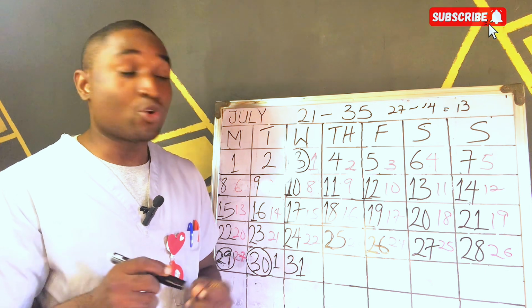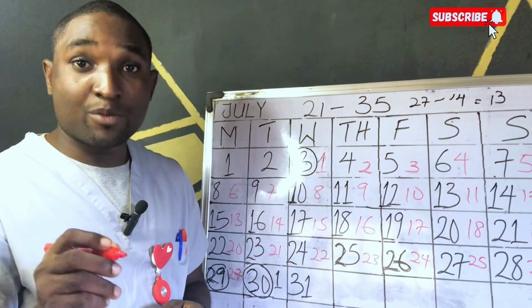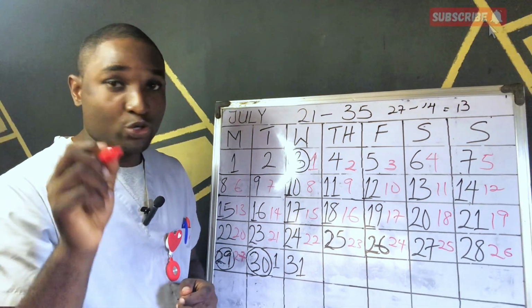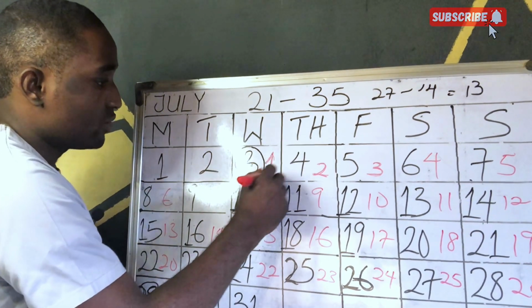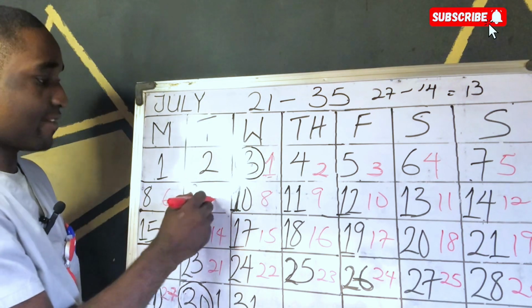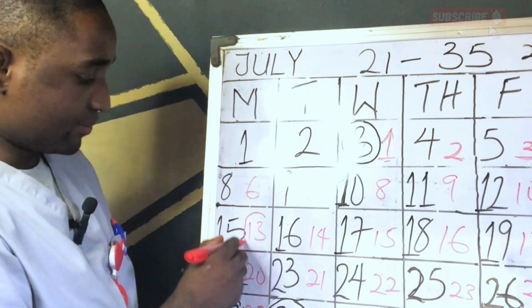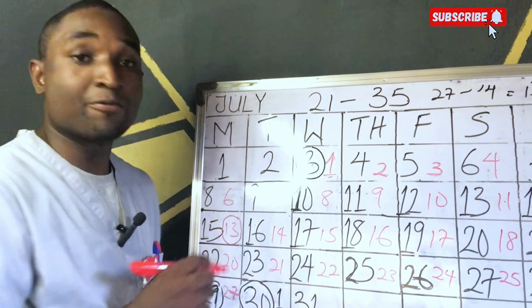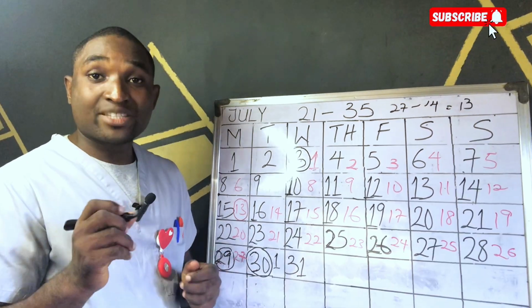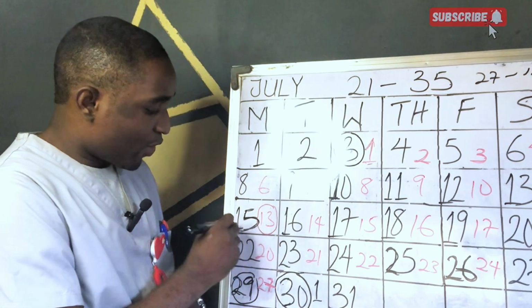So you now go back to your calendar and look for day 13 of your menstrual cycle, starting from the first day of your period. So you count 1, 2, 3, 4, 5, 6, 7, 8, 9, 10, 11, 12, 13. So this is day 13 of this woman's menstrual cycle. So this means that this woman's ovulation is on the 15th of July.